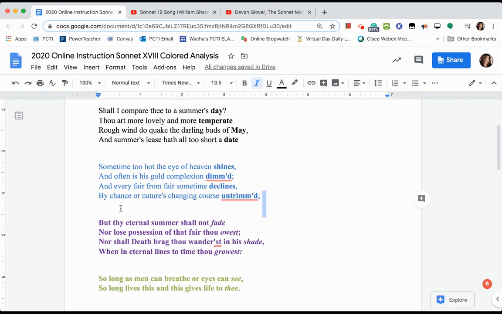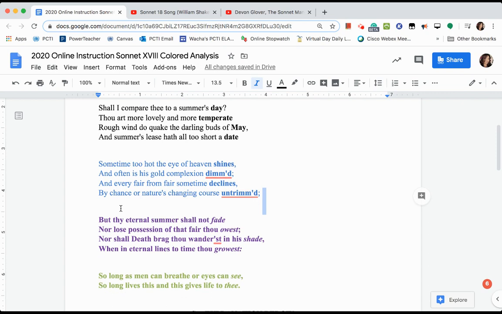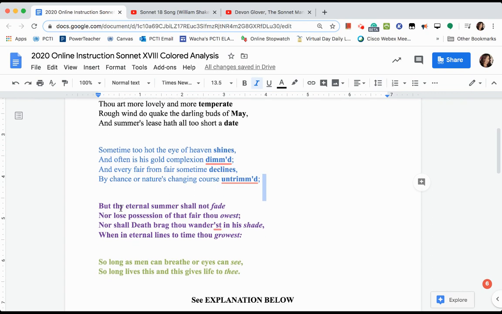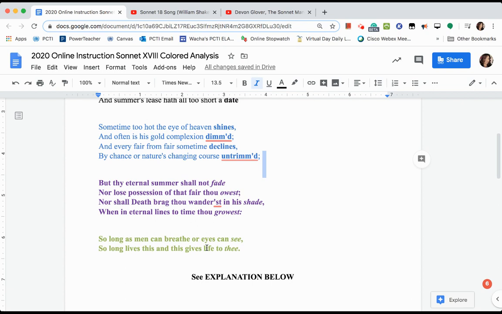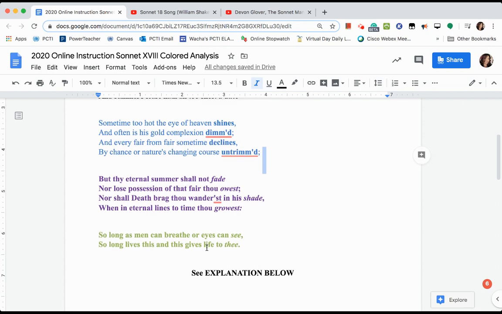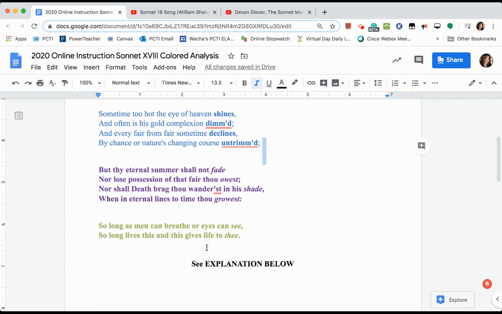and every fair from fair sometime declines, by chance or nature's changing course untrimmed. But thy eternal summer shall not fade, nor lose possession of that fair thou owest, nor shall death brag thou wanderest in his shade, when in eternal lines to time thou growest. So long as men can breathe or eyes can see, so long lives this, and this gives life to thee.